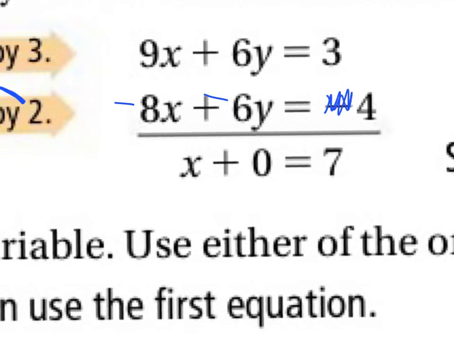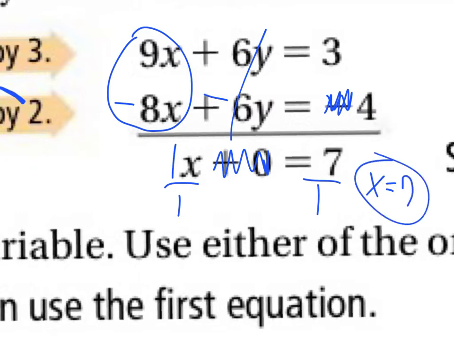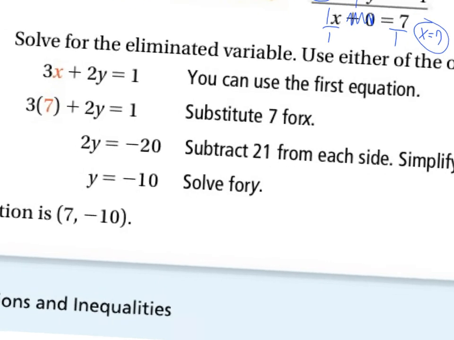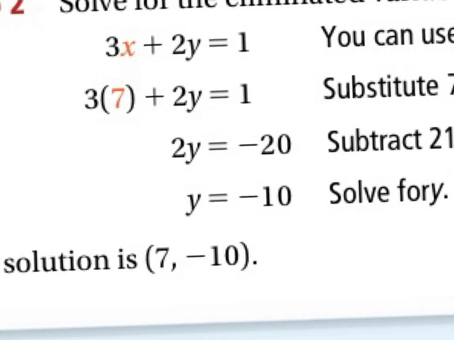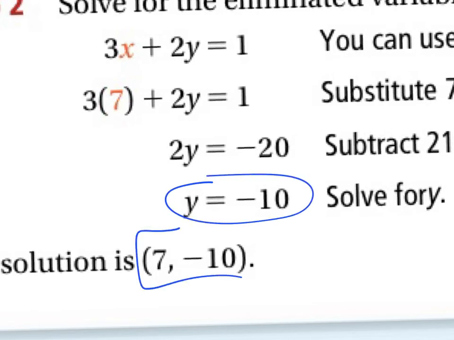So at that point, we can add these together. The y's cancel. With this, that would be 1x, or just x if you want. 3 plus 4 is 7. If you want to divide by 1, you can. It's not going to change anything, though. So x equals 7. And then if you substitute that into either equation and work that out, you get negative 10. And so then 7, negative 10 would be the solution for that system of equations.